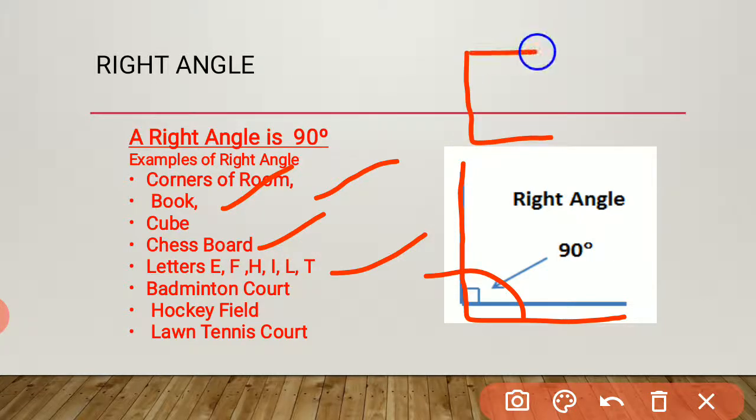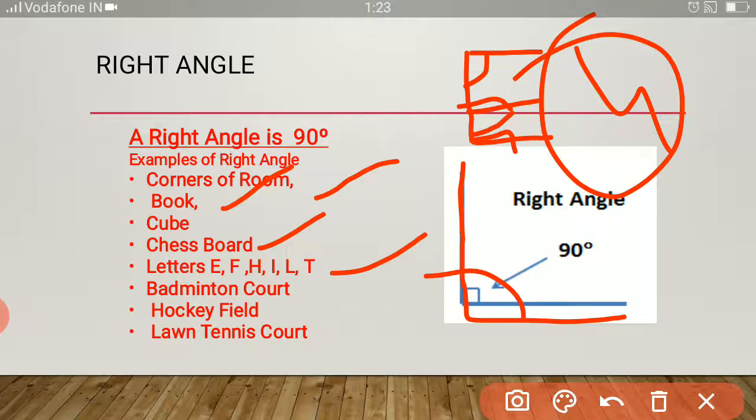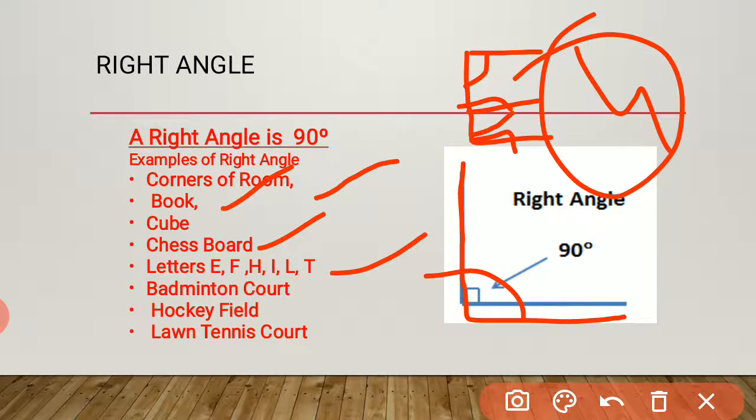Here is the letter E. There is more than one right angle. One is here, another one is here, downside is also here, and another one is here. That means there are 4 right angles in the alphabet E. Like this, other alphabets also have right angles. A badminton court also has right angles, that means the corners of badminton courts make right angles. Then a hockey field and a lawn tennis court also make right angles. I think you have understood the concept of right angle, that is exactly 90 degree, not less than, not more than.